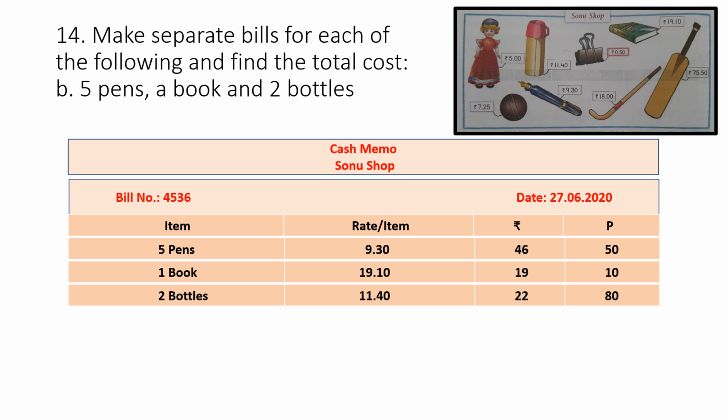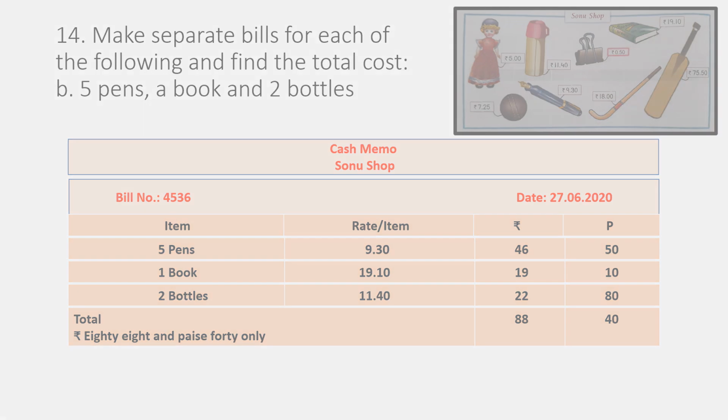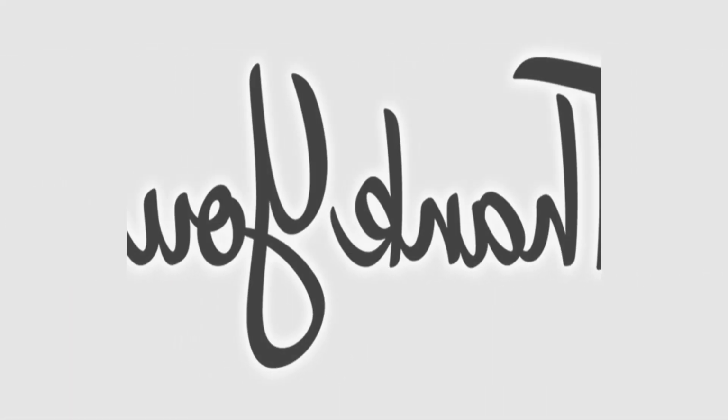Now at the end I find the total cost, which comes to 88 rupees 40, and I write it over here under the column total: rupees 88 and paise 40 only. Students, this is how we prepare the bills, and I'm sure by now you must have learned how to prepare them without committing any mistakes.